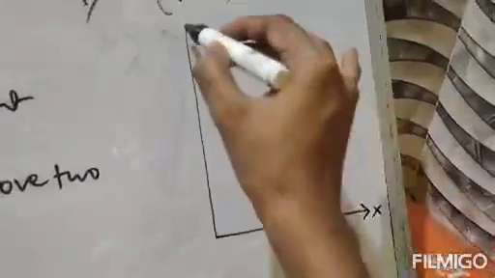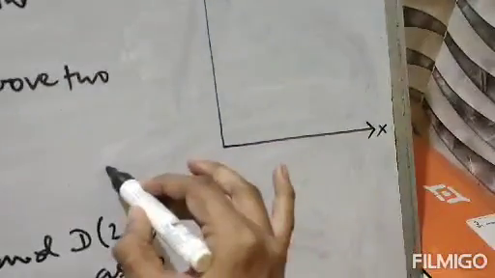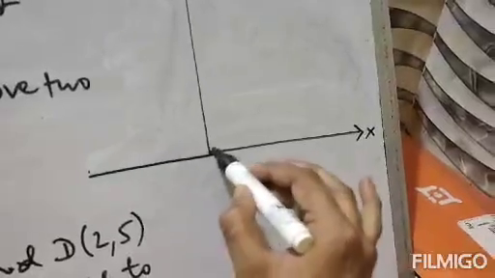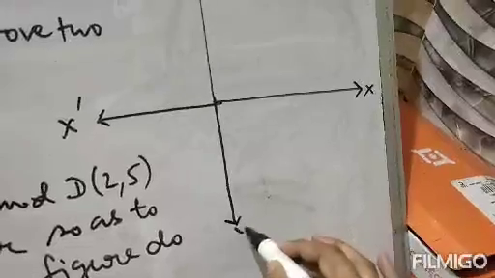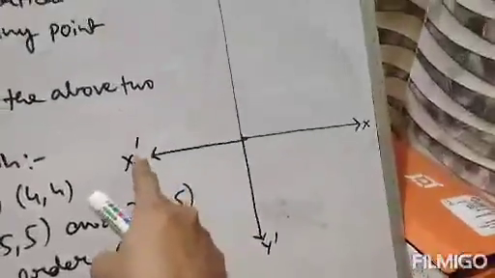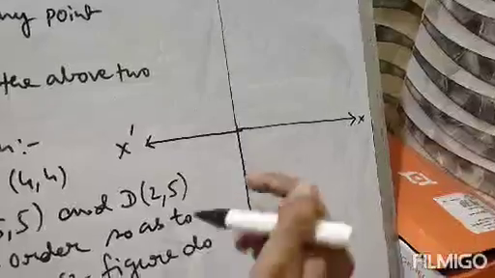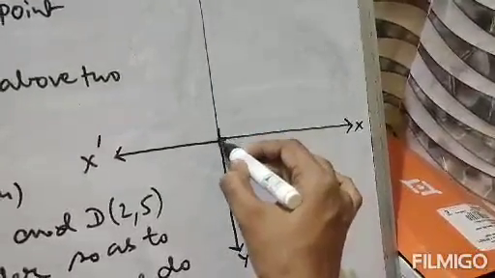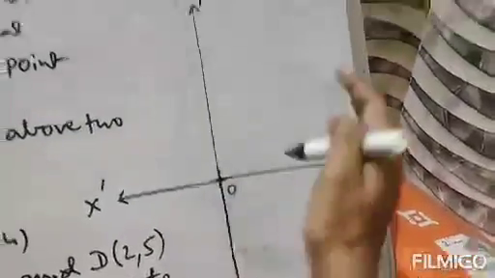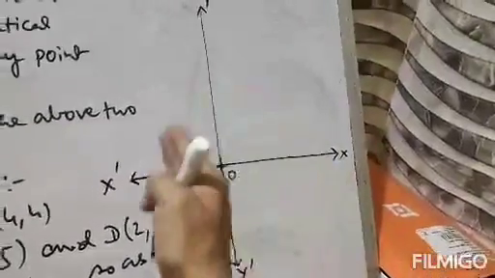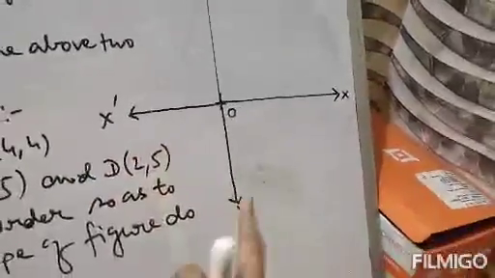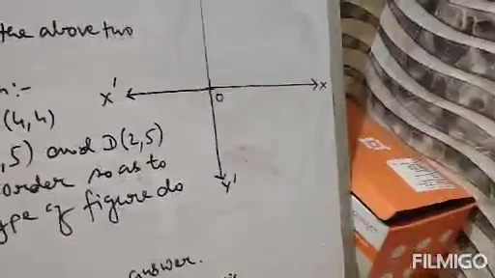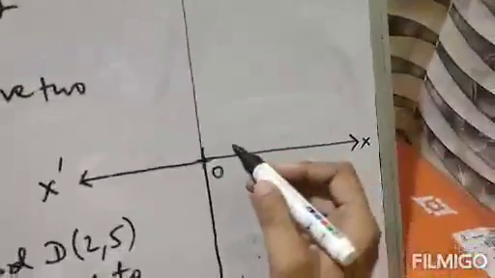So just draw a graph, x-axis and y-axis. This is x, this is y. Just extend the lines. This is x dash and this is y dash. X dash means the negative x-axis and y dash means the negative y-axis. This is the origin where the x and y axes intersect each other, and this is the positive side of x, this is the negative side of x, this is the positive side of y, and this is the negative side of y. Clear?